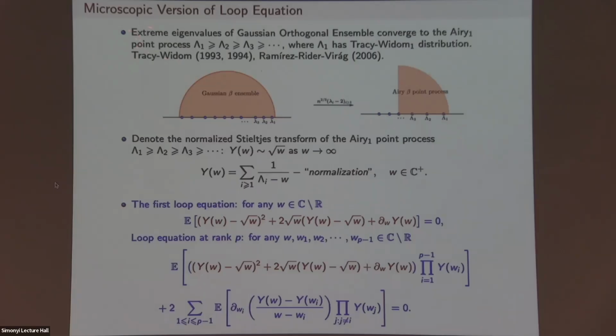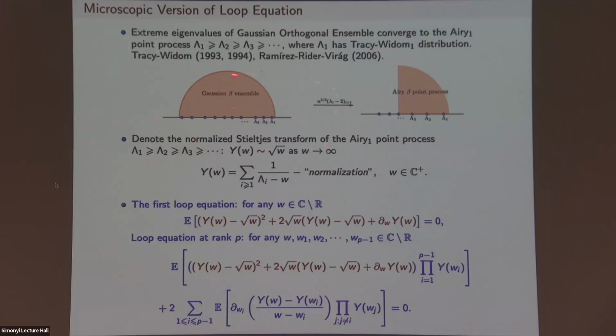So if you look at the eigenvalues of the Gaussian orthogonal ensemble I discussed, if you scale the lambda 1 by n to the 2/3, it converges to the Tracy-Widom distribution. You can also do the same scaling, subtract 2 and multiply by n to the 2/3, for all those extreme eigenvalues together. Then you will get this Airy-1 point process. It's a point process. You will have a capital lambda 1, lambda 2, lambda 3. It's a random point process. It's an infinite point process.